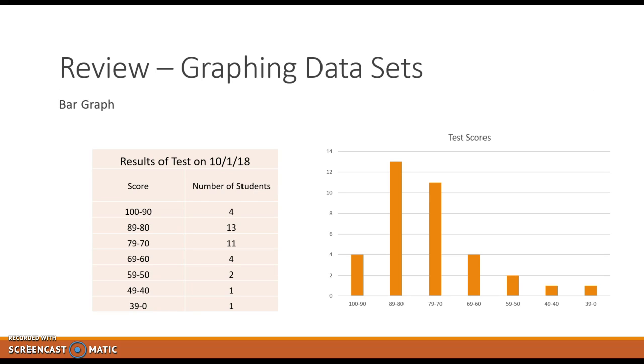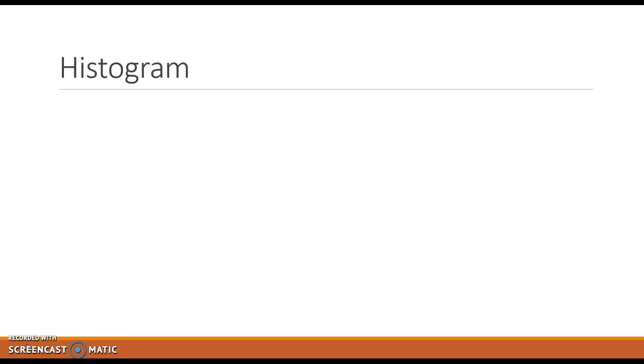Next, we learned how to create a bar graph from the data we put in the chart. This time we created bars on a graph that represented the number of students that fell into each category. Does everyone remember the example we did last Friday? Okay, great. So today we're going to learn another way to display information, and that is called a histogram.